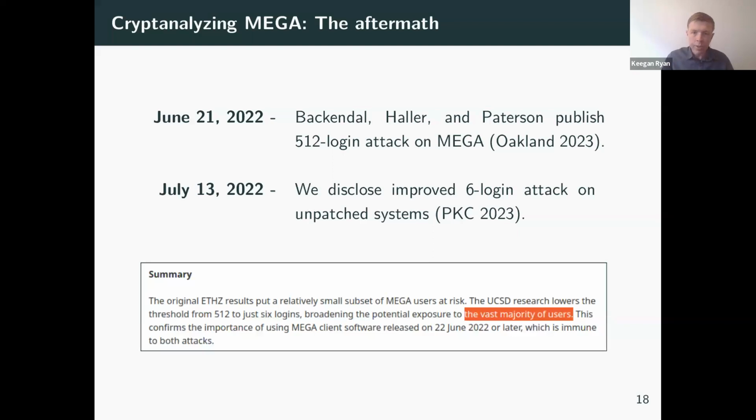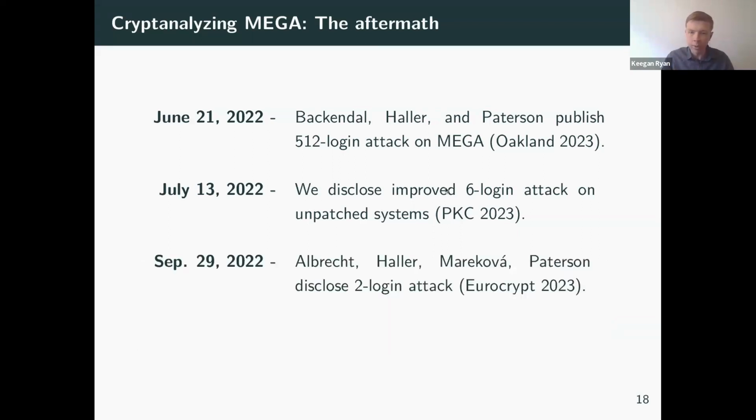Then in July of 2022, we disclosed the 6-login attack, which caused Mega to update their blog post to say that this attack actually affected the vast majority of users. And then it doesn't even stop there. In September of 2022, Albrecht, Haller, Markova, and Paterson showed that there is a 2-login attack on unpatched systems, and they also showed that there were additional attacks on the patches that came out for the original set of attacks. So the attacks are clearly getting better over time, and we can wonder about how much better they will get beyond there. I don't think they'll get much better, but feel free to talk to me later about that.